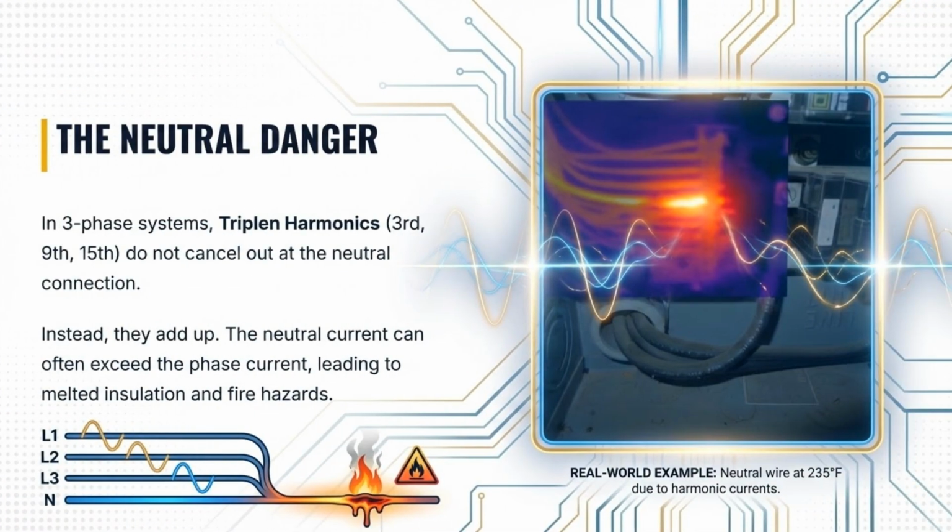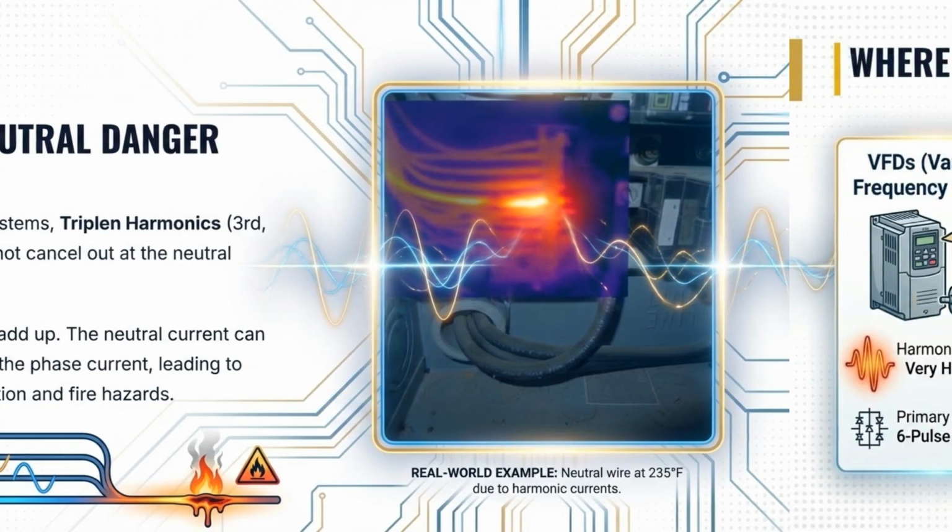A critical danger is the neutral wire in three-phase systems. Triplen harmonics, like the 3rd, 9th, and 15th, do not cancel out. Instead, they add up, causing the neutral current to exceed phase current, which leads to insulation melting and fire hazards.